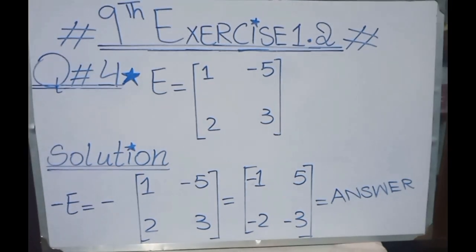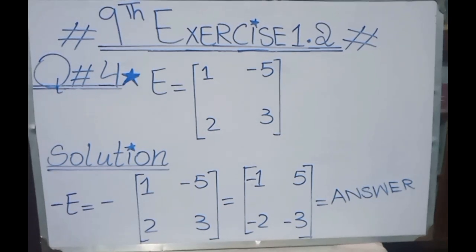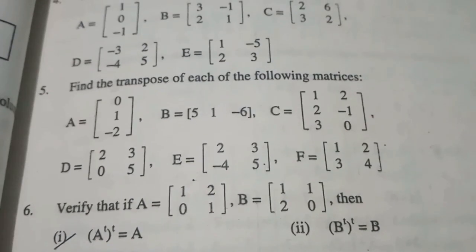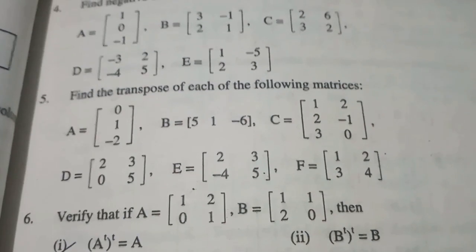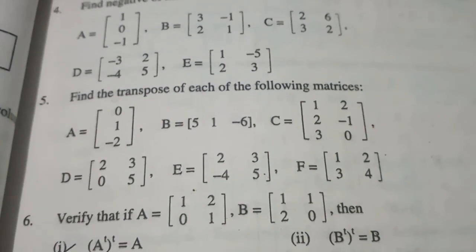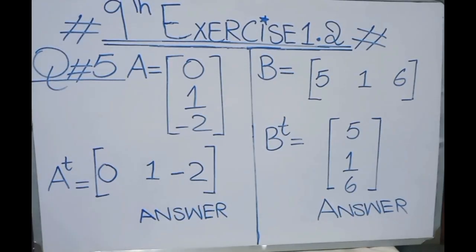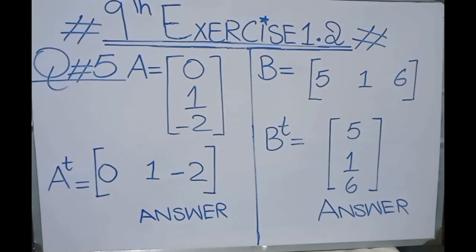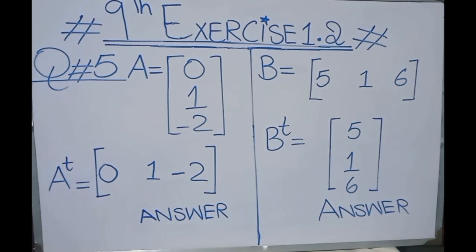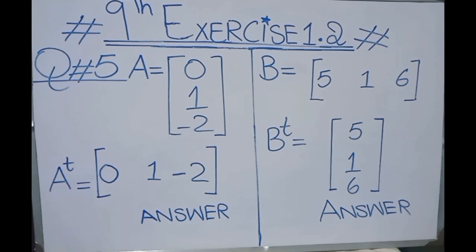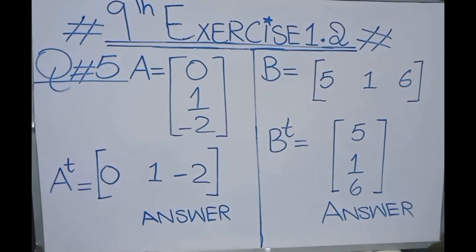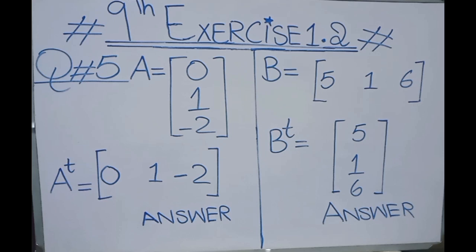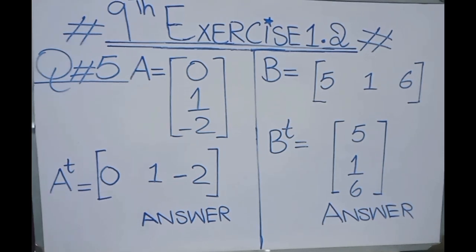And now we will move towards our question number 5. That is, find the transpose of each of the following matrices. Welcome here again with the fifth question, which is to find the transpose of a matrix. Transpose basically means to change rows into columns and columns into rows. And here we will do the same.